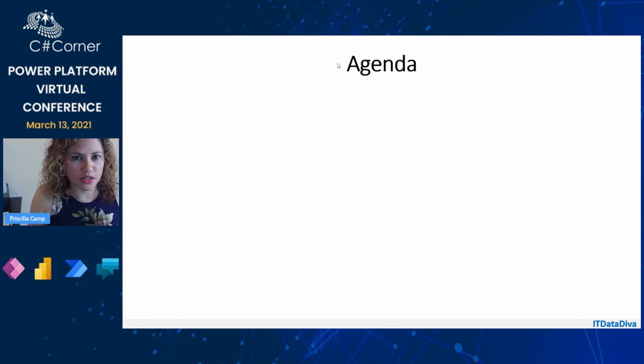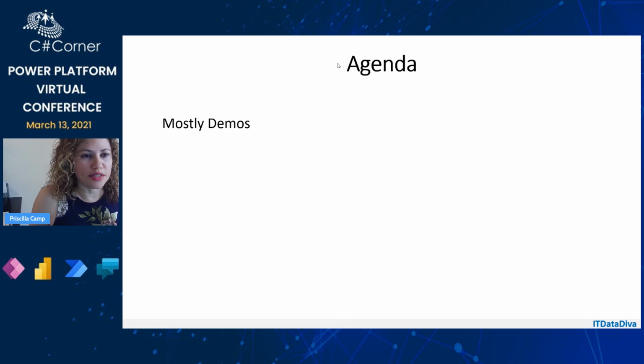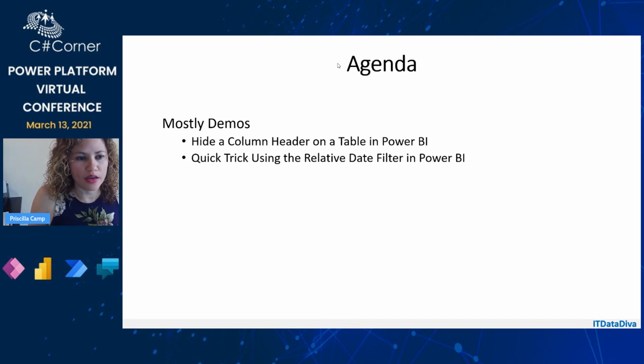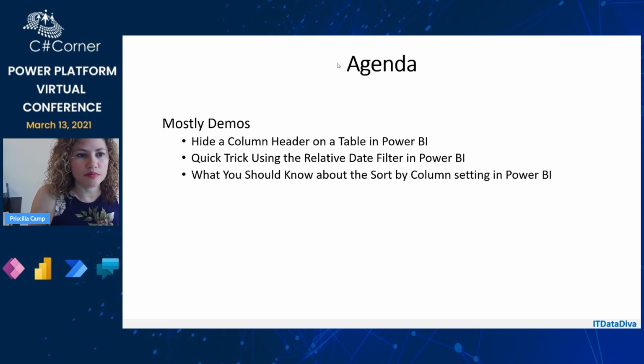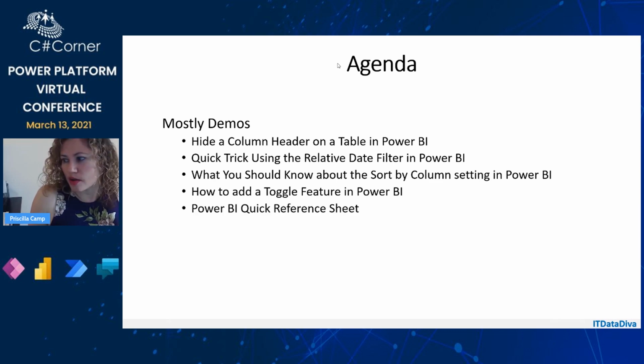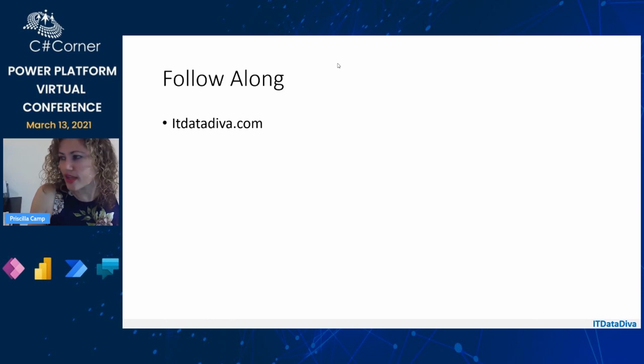Okay, so let's talk about our agenda, what we're going to be talking about. This is going to be mostly demos, so it's going to be pretty interactive. I'm going to have you follow along if you like. We're going to talk about hiding a column header on a table in Power BI. We're going to look at a quick trick using the relative date filter in Power BI. We're also going to discuss what you should know about the sort by column setting in Power BI, how to add a toggle feature in Power BI, and then we're going to talk about the Power BI quick reference sheet.